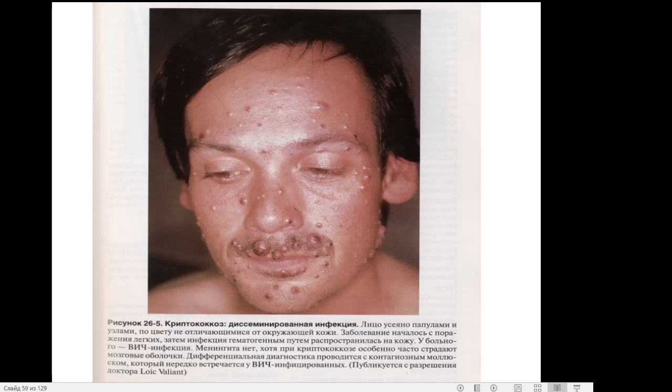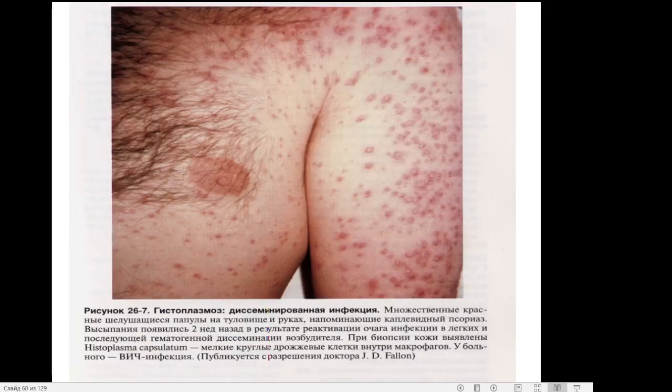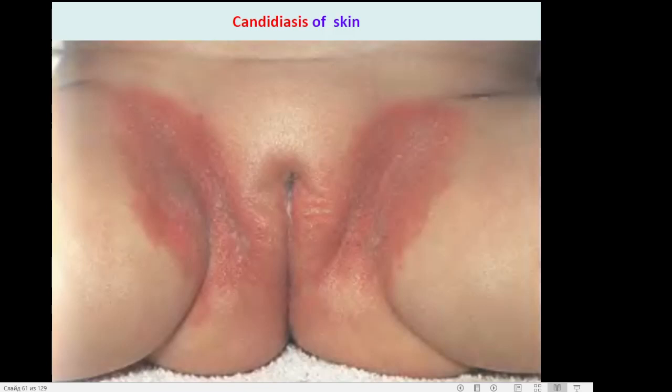Cryptococcosis. It is again damage of skin with a fungus, Histoplasma capsulatum. Disease named histoplasmosis. Usually people without immunosuppression cannot suffer from this fungus. In a patient with HIV it is possible.